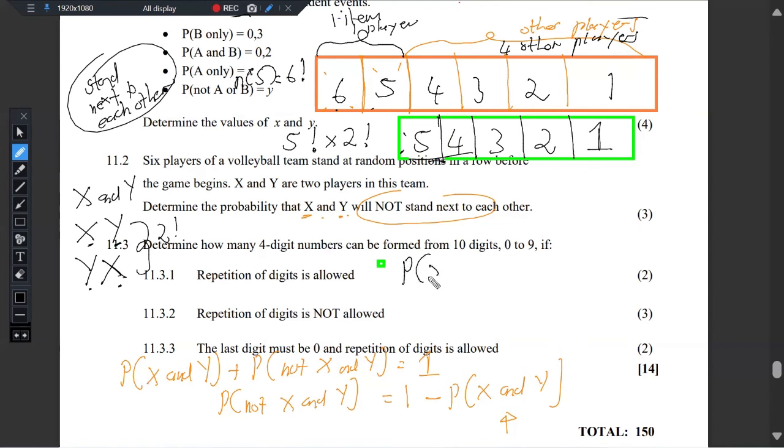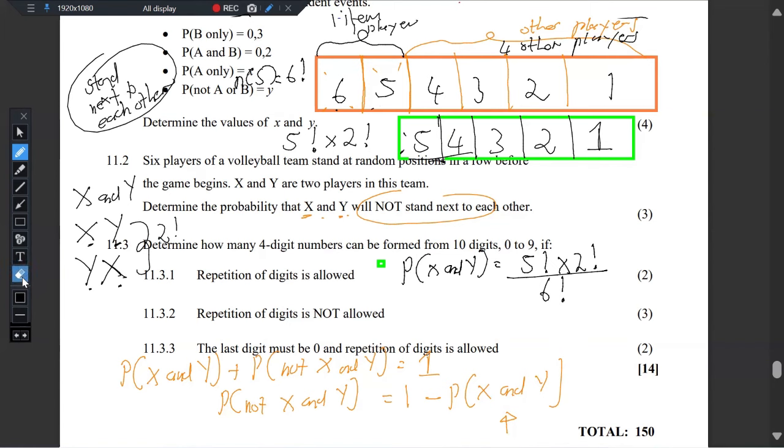Now, if I want the probability that X and Y would actually stand next to each other, then I would have to take 5 factorial multiplied by 2 factorial, then over 6 factorial. So this will represent that X and Y would actually stand next to each other.